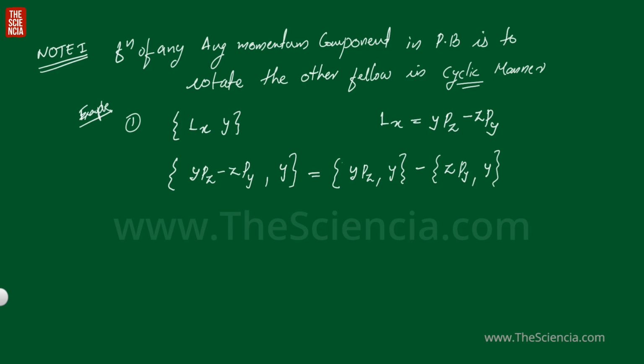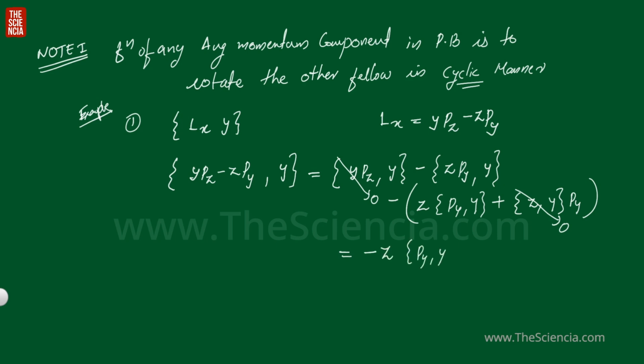So the first term will be equal to 0. Remaining is minus, and we can use the Leibniz rule. I can take z outside: {py, y} plus {z, y} into py. Here this term is also definitely equal to 0. So what is remaining is minus z {py, y}. So we get the Poisson bracket of Lx comma y is equal to z.